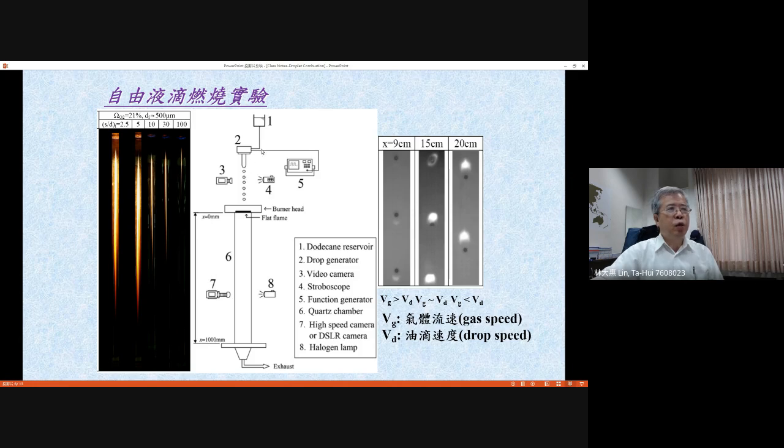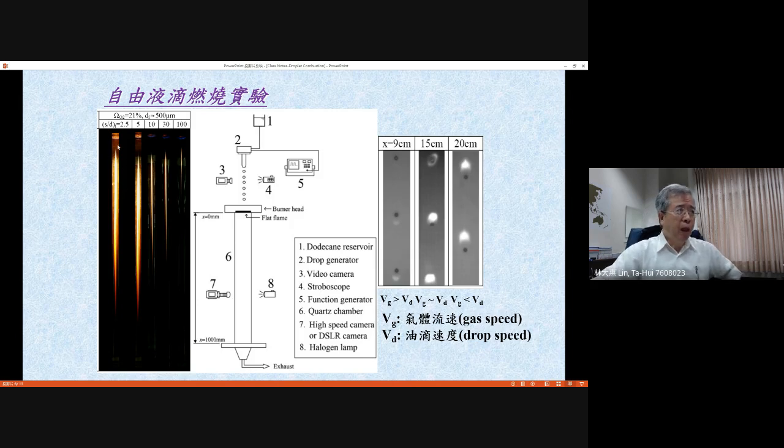Since we can control the frequency of the piezoelectric transducers, the droplet separation distance will change. When you have a smaller separation distance, you can see the droplet stream is more condensed, and the burning is very intense. You can see the yellow flame, which represents diffusion burning characteristics, even for droplet burning.